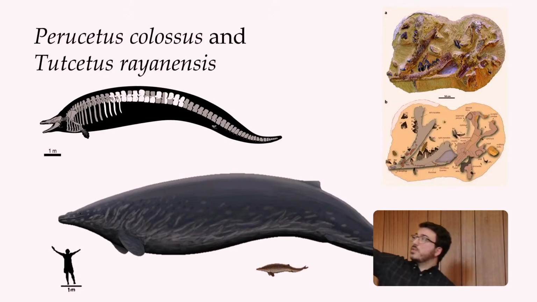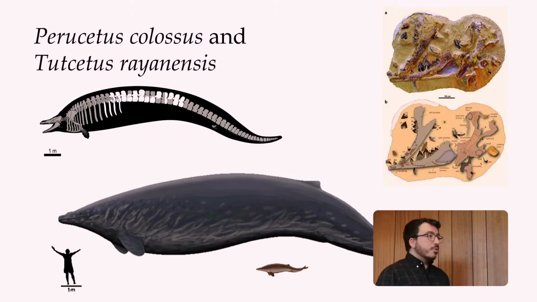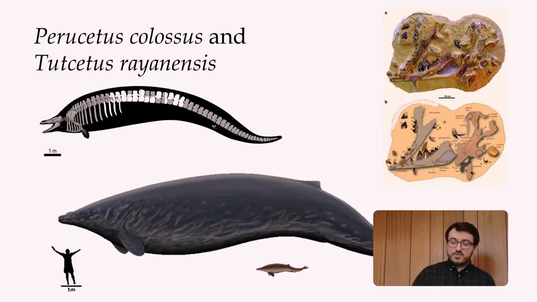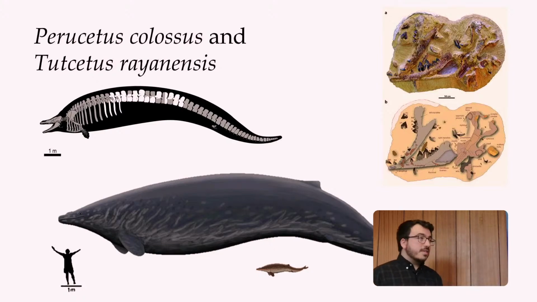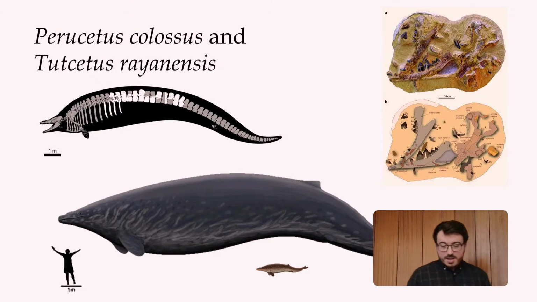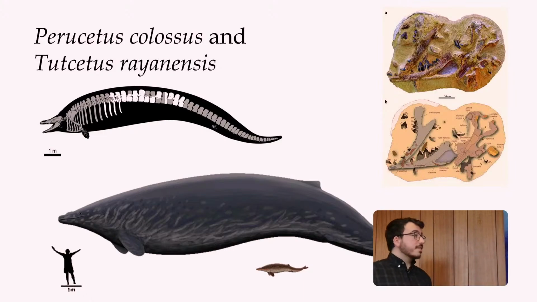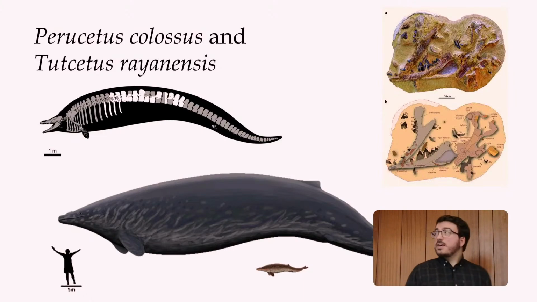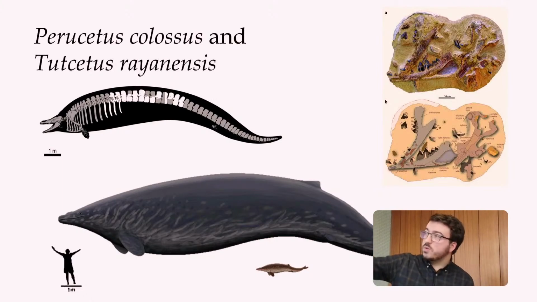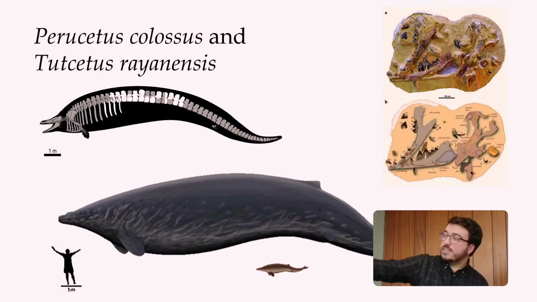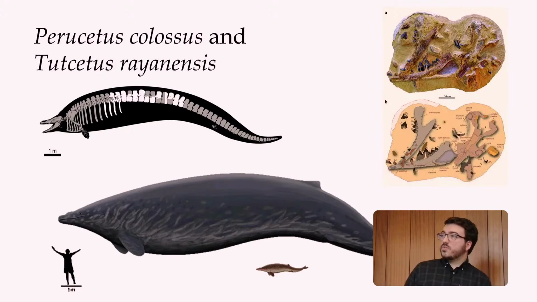And then this one, Tutcetus, a really, really tiny whale, about 2.5 meters long and 180 kilograms. So only as heavy as two people, and that's even smaller than some of its ancestors, the Protocetids. And you can see a comparison between the two down here. There's the huge Perucetus and the really, really tiny Tutcetus there. It's really cool.